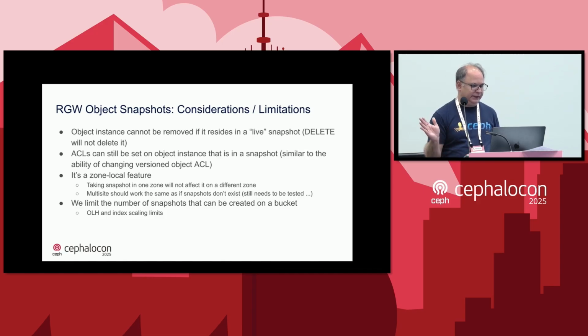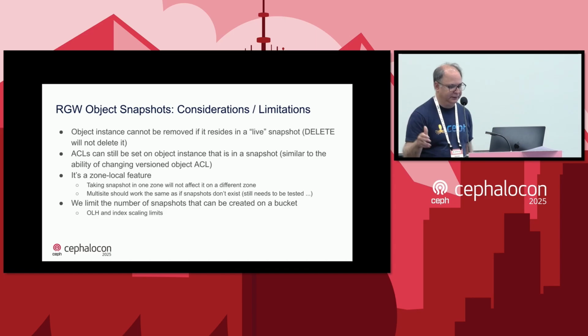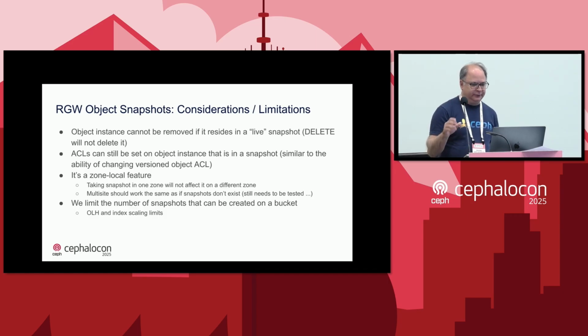Other considerations and limitations. Objects cannot be removed if they are in a snapshot. Like you want to delete the object, it's not going to be removed because it's in a snapshot. And that's by design. You want to remove the object, remove the snapshot and everything else. So that's a feature, not a bug. ACLs can still be changed, though, for each object, and that's in line with what versioning is doing. And it's some kind of a security issue. If you put an object that is publicly visible, and you don't want it to be publicly visible, you can still change the ACL for it. ACLs by themselves are kind of a dying breed.